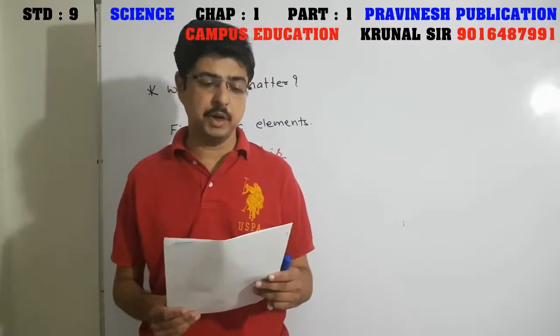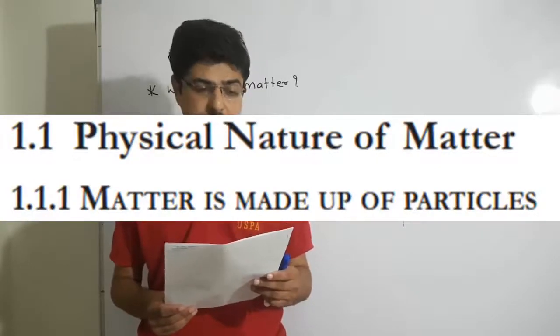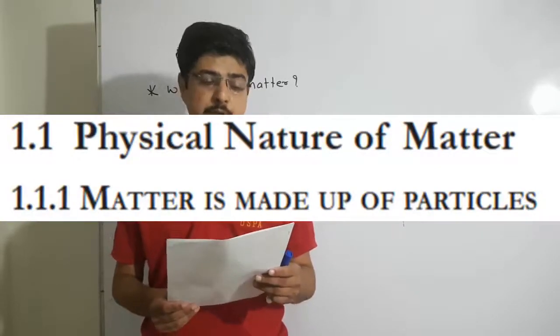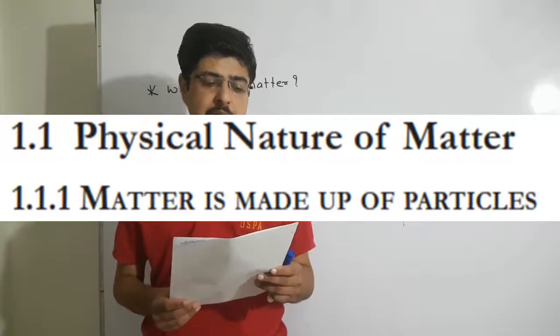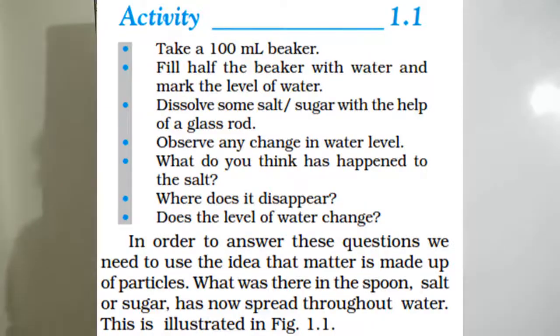Topic 1.1, physical nature of matter. Topic 1.1.1, matter is made up of particles. In activity 1.1, take a 100 ml beaker, fill half the beaker with water and mark the level of water. Dissolve some salt or sugar with the help of a glass rod. Observe any change in water level. What do you think has happened to the salt? Where does it disappear? Does the level of the water change?